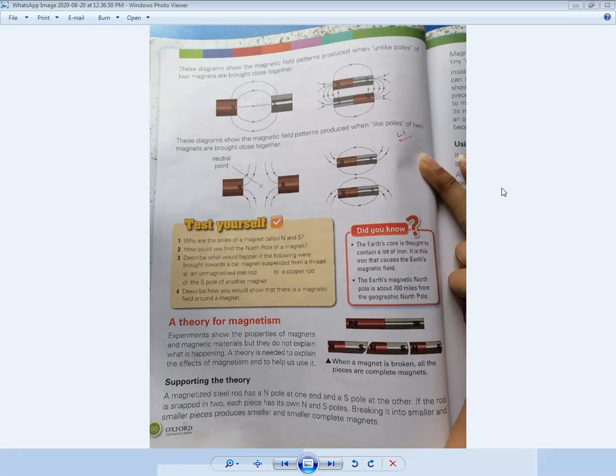Okay, now you can see this is your page number 50. The next page, you can also see, was left in the last lecture. Now if we start from page number 50, you can see it is given here. These diagrams show the magnetic field patterns produced when unlike poles of two magnets are brought close together.